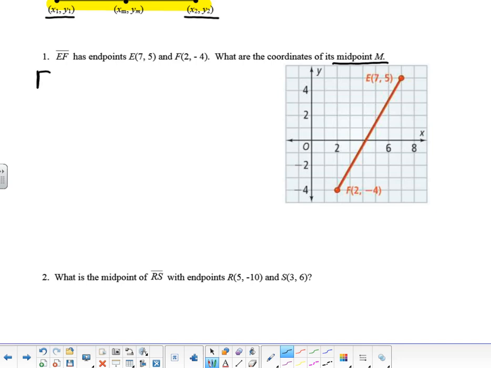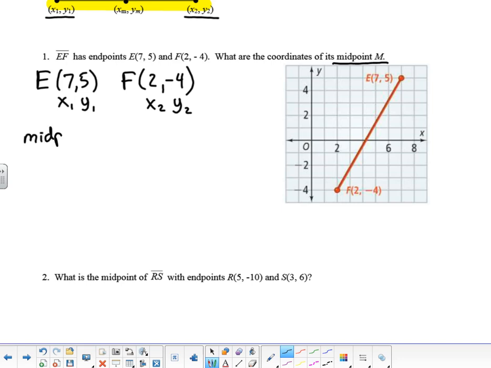So the first thing that I like to do is, point E is 7, 5, so I'm going to label this x sub 1, y sub 1 because it's my first point. And then F is 2, negative 4, so I'm going to label that x sub 2, y sub 2. So what I'm trying to find here now is the midpoint of this segment EF. Okay, so I'm going to write out the formula.